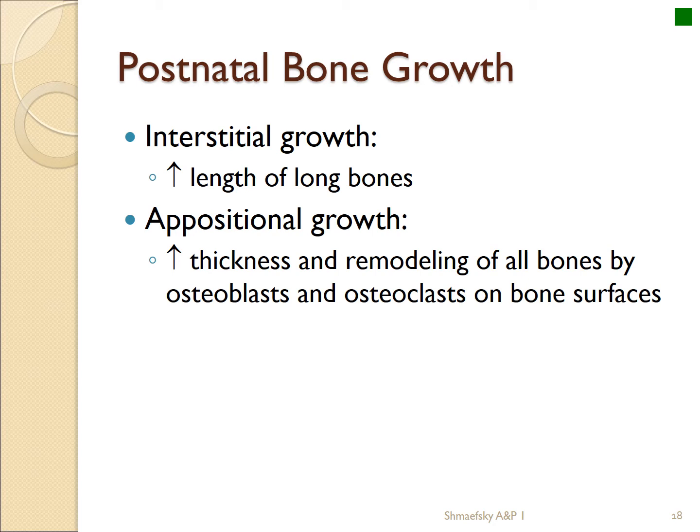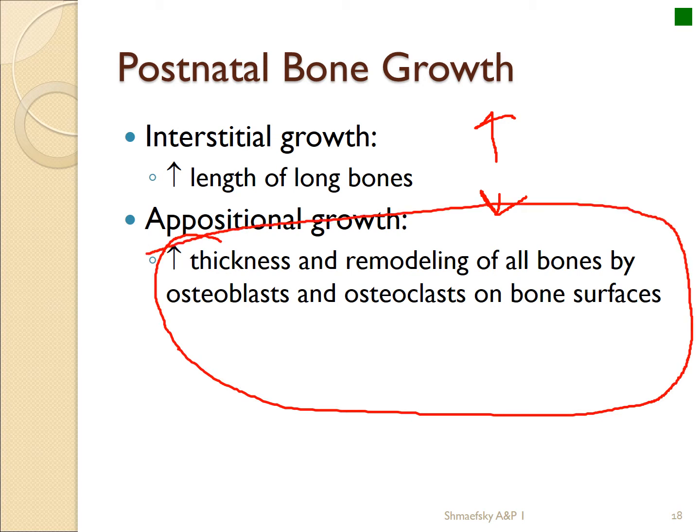Now with postnatal bone growth, okay, you're getting a lot of interstitial growth, which means this is by the epiphyses expanding out, up and down, pushing the epiphyses away from the shaft and extending that shaft. And then they also have appositional growth, which means the bone is thickening, widening, adding new osteons and pushing that collar out and making new collar and thicker collar as we go along.